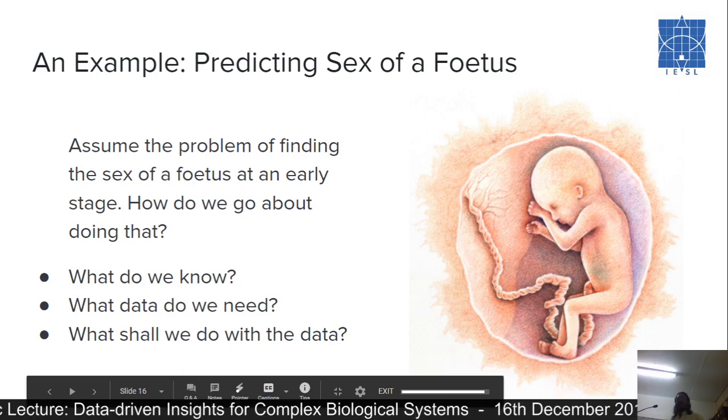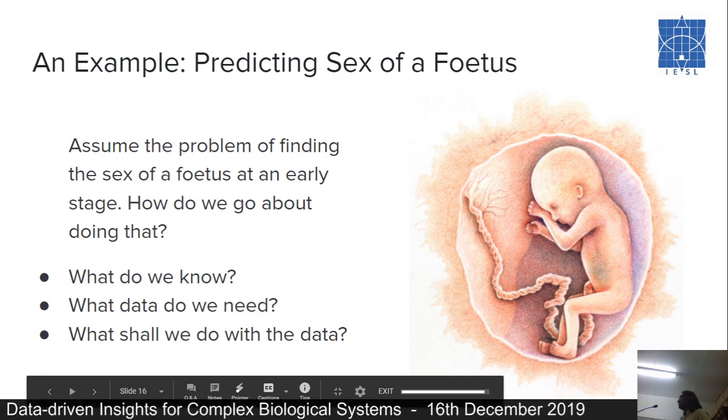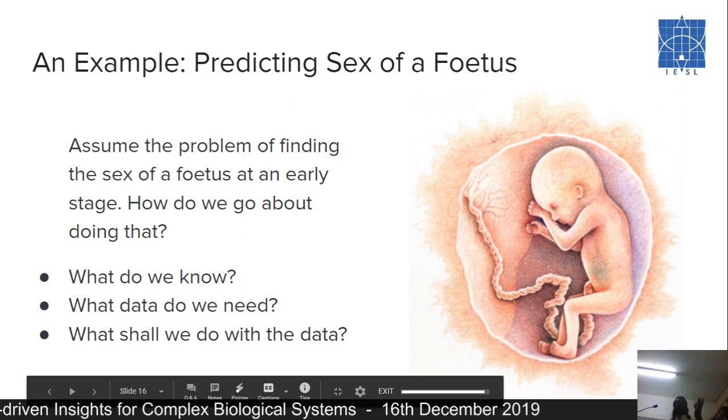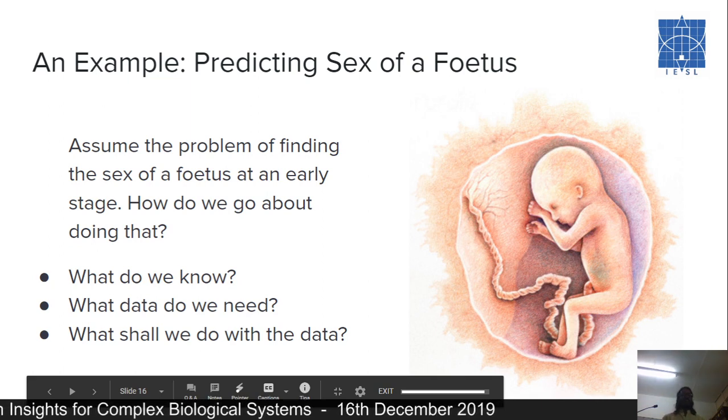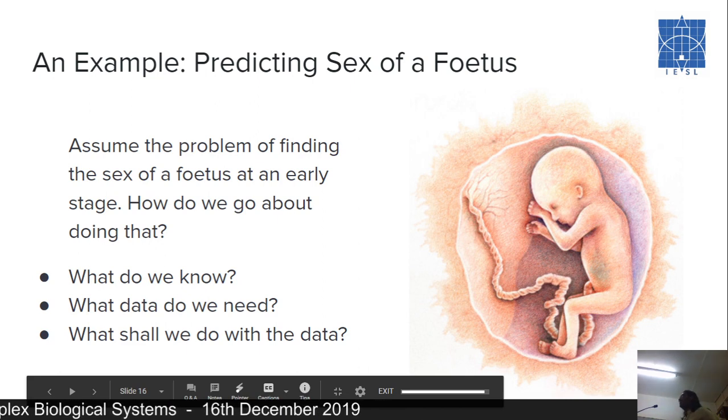But chromosomes or your DNA is determined right at the instant the fetus is made. So why wait that long? We'll try to see whether there is a way to find this. Okay, so what do we know? What do we know about the fetus and about how a baby is made? As engineers, what do we know from our ordinary level knowledge of biology?